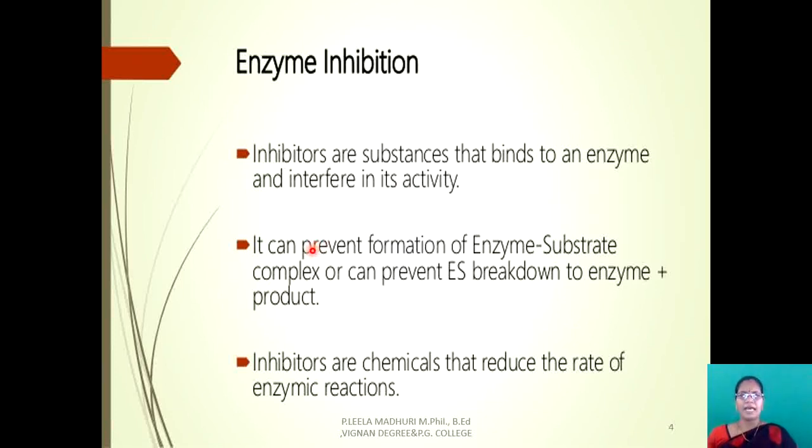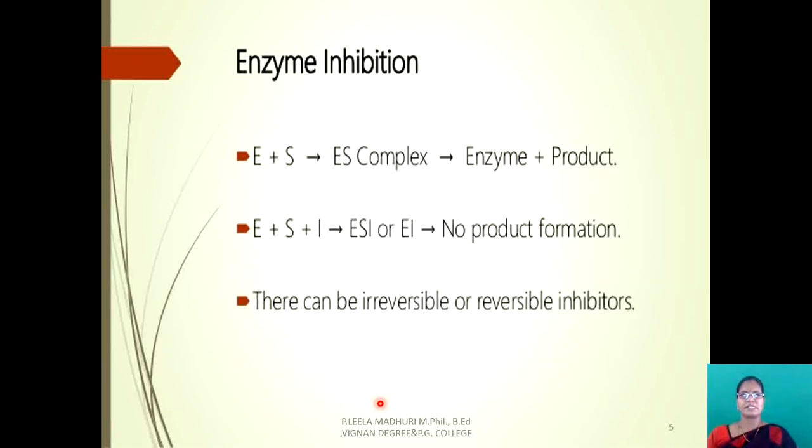The inhibitor can prevent the formation of the enzyme substrate complex, or it can prevent the breakdown of the enzyme substrate complex to enzyme and product. Inhibitors generally are chemicals that reduce the rate of enzymic reactions.